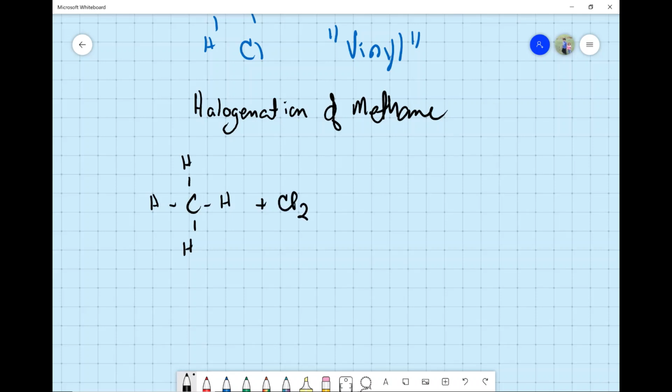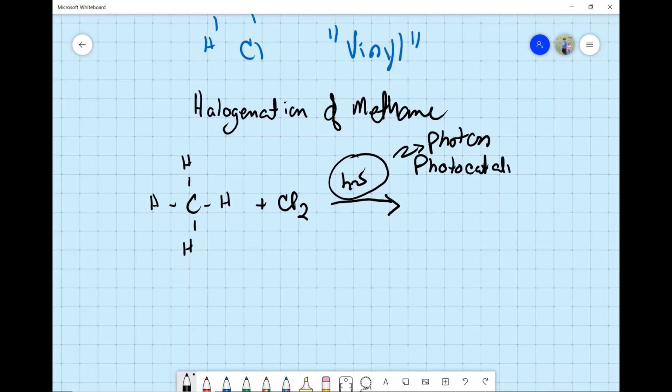And it would be dichloride, basically. And you have to add something. Anytime you see hν, this means it's a photon. And so this is photocatalytic. This would be a photocatalytic reaction.